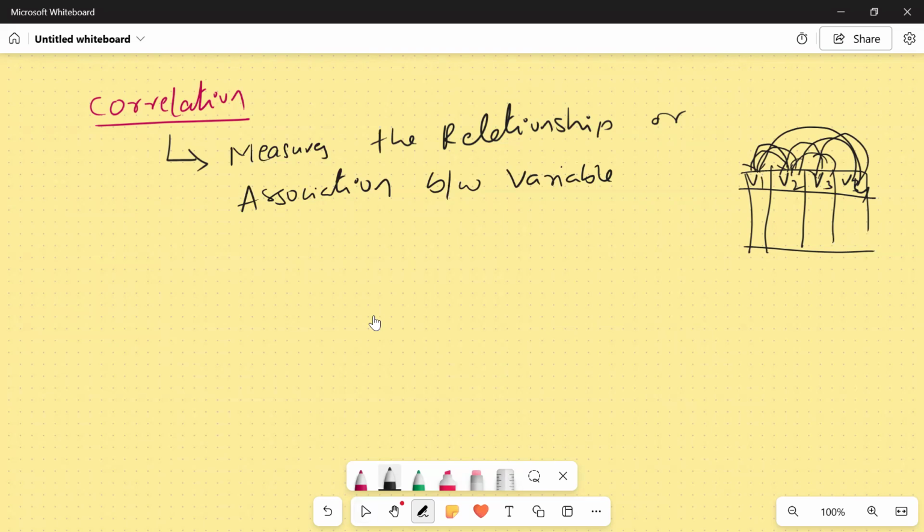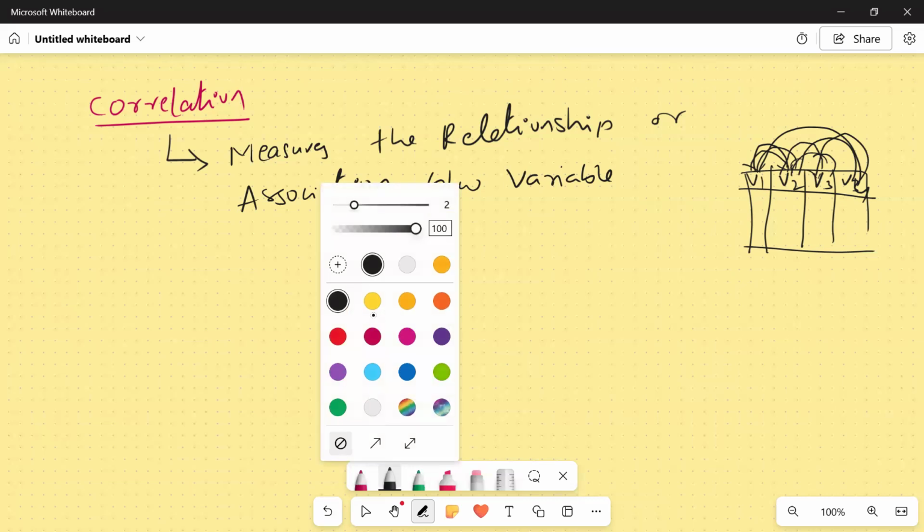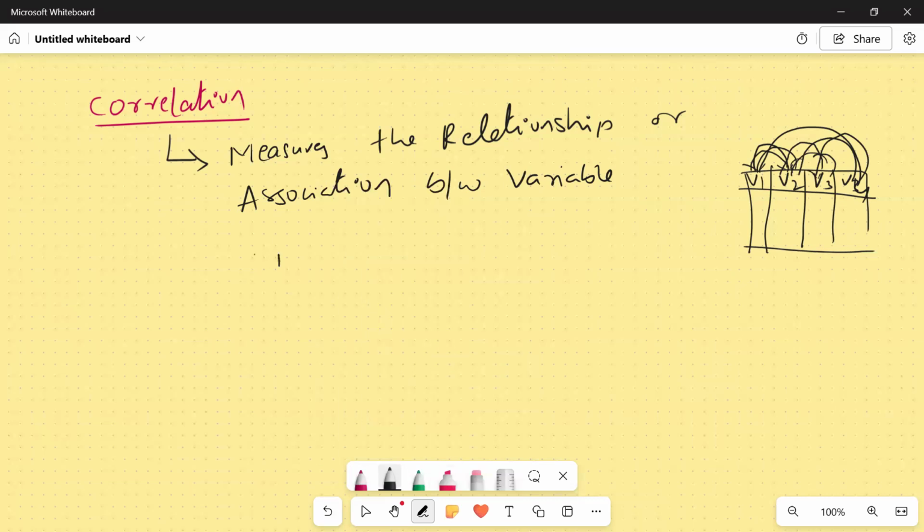Clear, right? I hope you understood what exactly correlation is. Correlation just measures the relationship between any two variables. That's it. There we have three types of options. It could be a positive correlation. What does positive correlation mean?